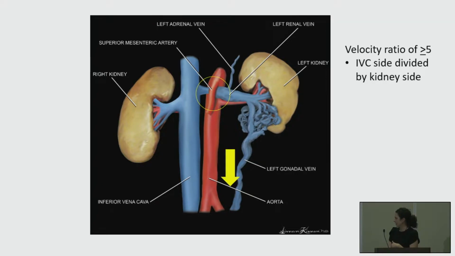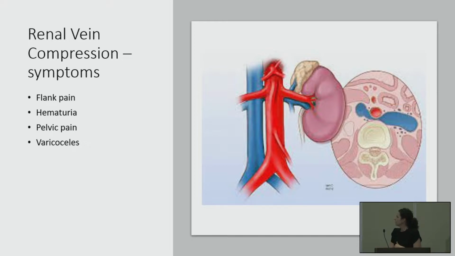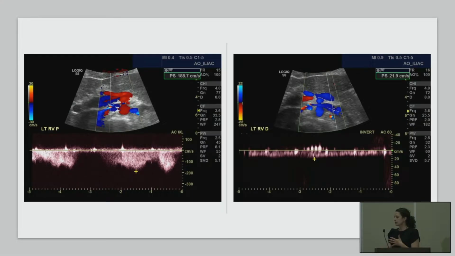So you can see that down arrow, kind of the same thing. Patients are going to be presenting with specific symptoms. Flank pain, hematuria, pelvic pain, or varicoceles are all very common symptoms of left renal vein compression. And we're looking again for a velocity ratio of 5. So we're moving away from just visually does this look compressed to let's put a number on this, right? Ultrasound is unique because we have hemodynamics. We can use velocities and we should use it to our advantage.